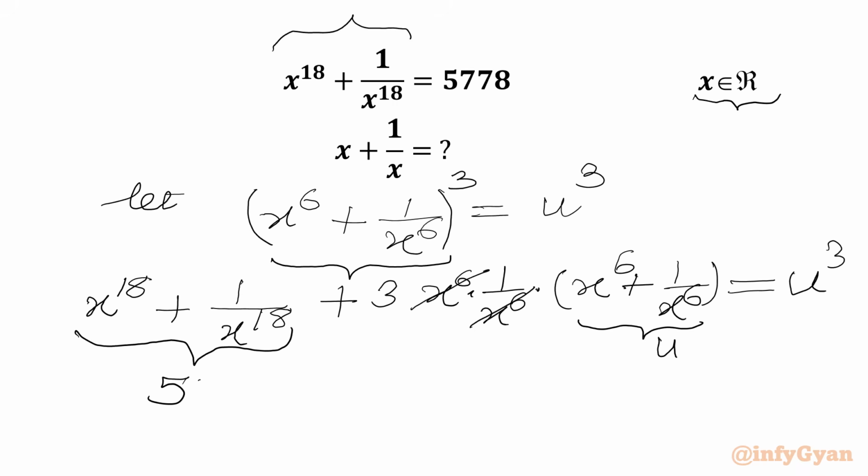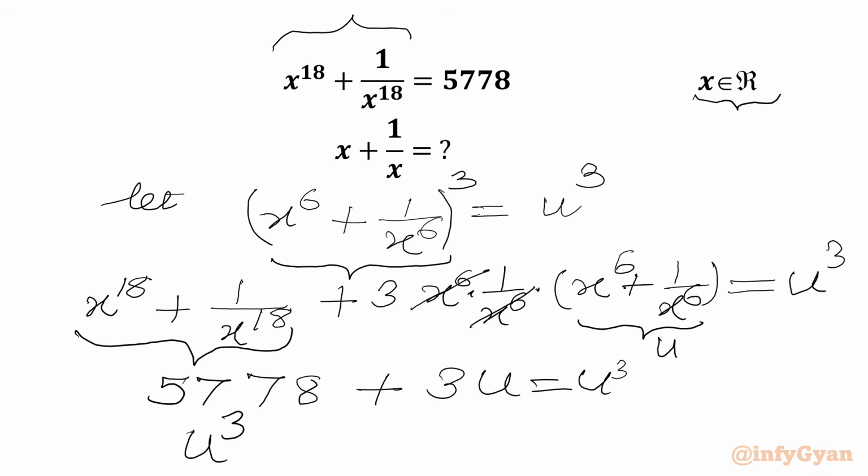So we will write 5778 plus 3 times u equal to u cube, or we can write u cube minus 3u minus 5778 equal to 0. Now this is one cubic equation. We can use the method of factorization.